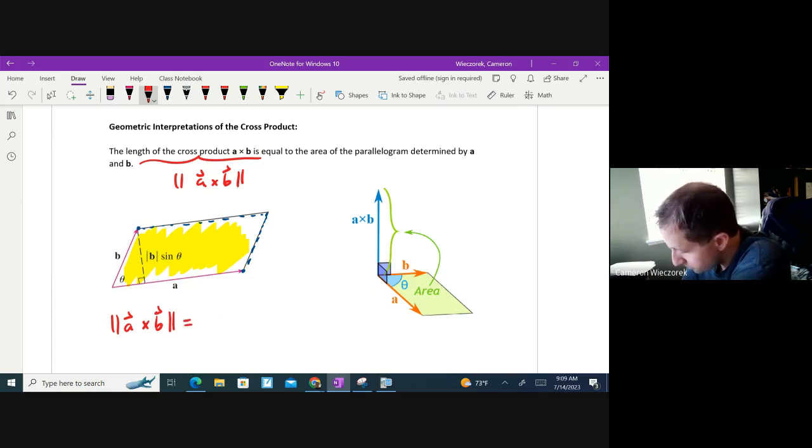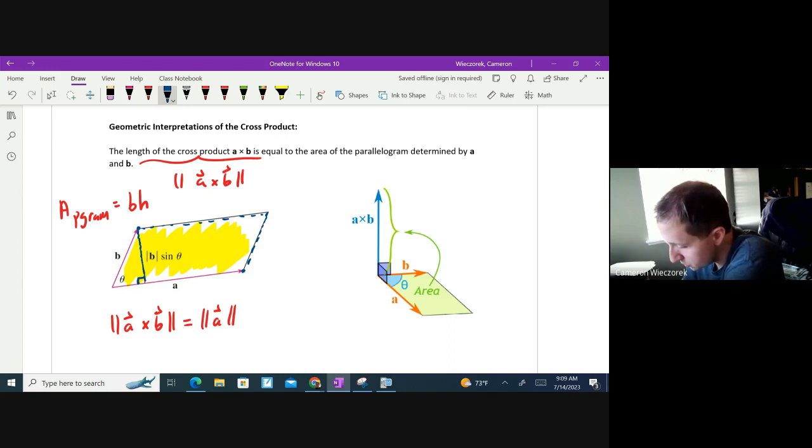Here's my base. What is the area of a parallelogram? Throwback to maybe your freshman year: it's base times height. Well, what's the base of this parallelogram? The base is the length of the vector A, that's the magnitude of A. What's the height? I have to drop the height. That's this little vertical altitude that I'm dropping.